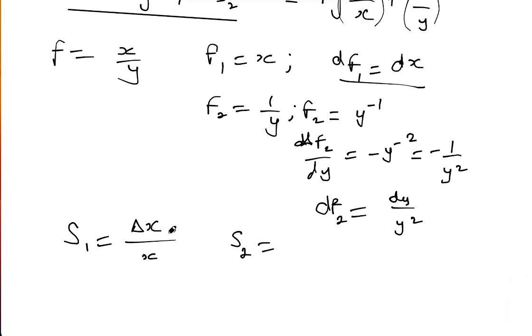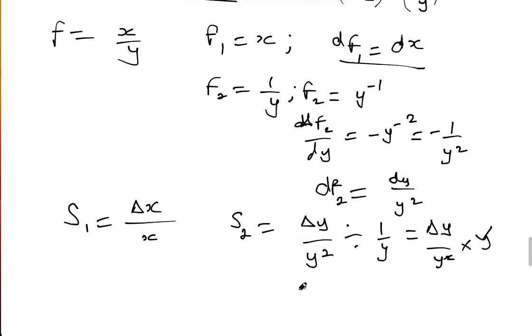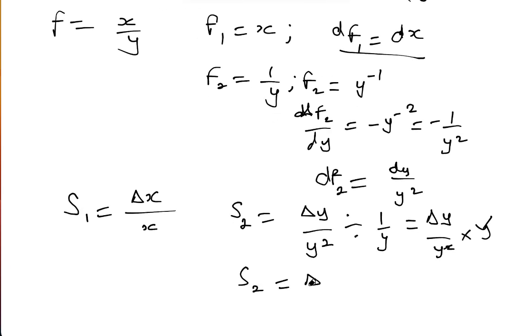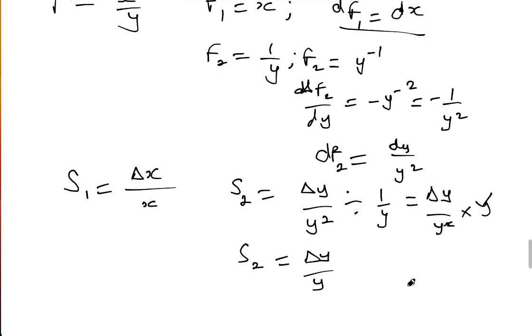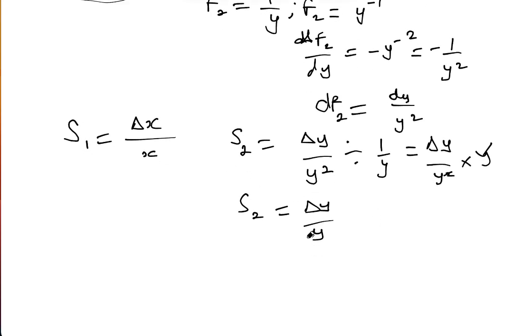Let's get our s2. What is the change that we got here in f2? The y will change to change in y, so that's change in y over y squared. Now, divided by what? What's the original f2? It is 1 over y. So divided by 1 over y. When you perform this, you have change in y over y squared times y. So y cancels this. At the end of the day, you have your s2 equals change in y over y as well.